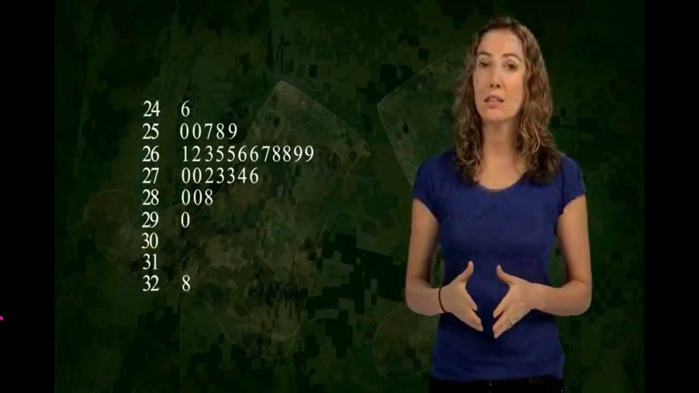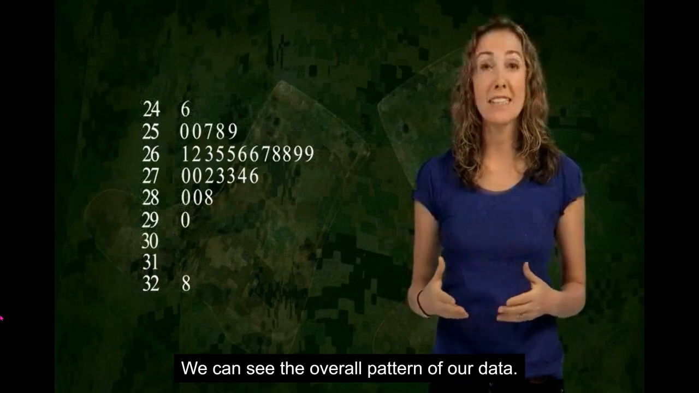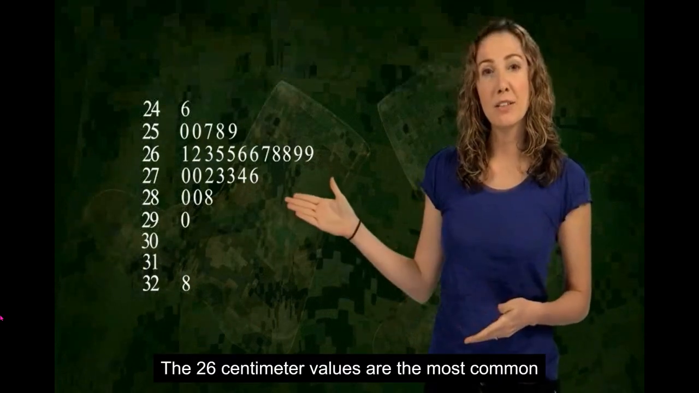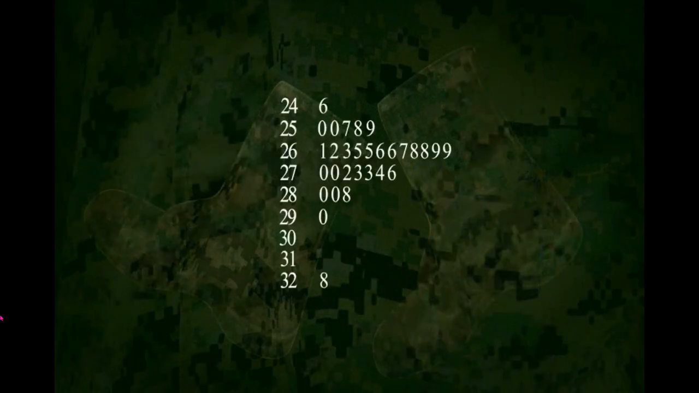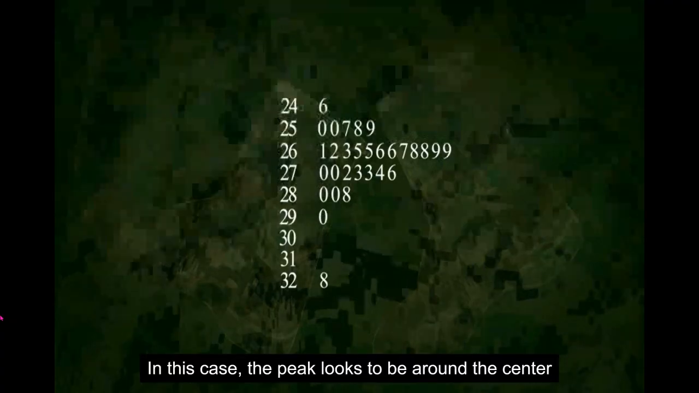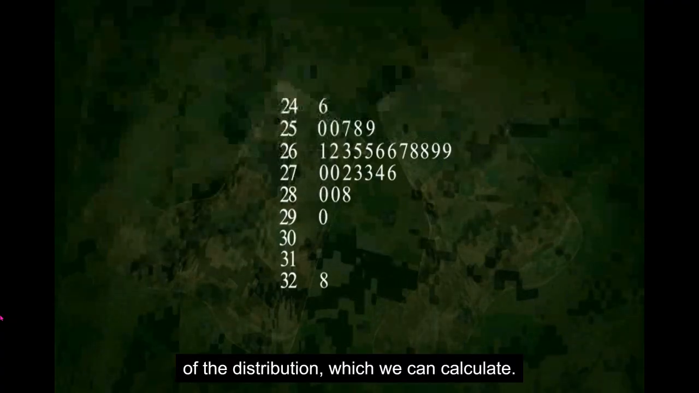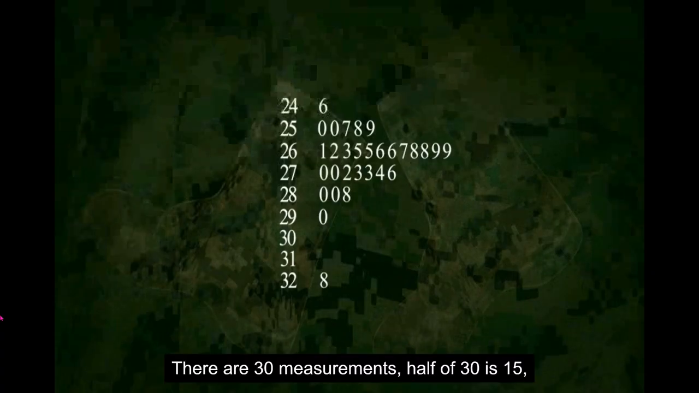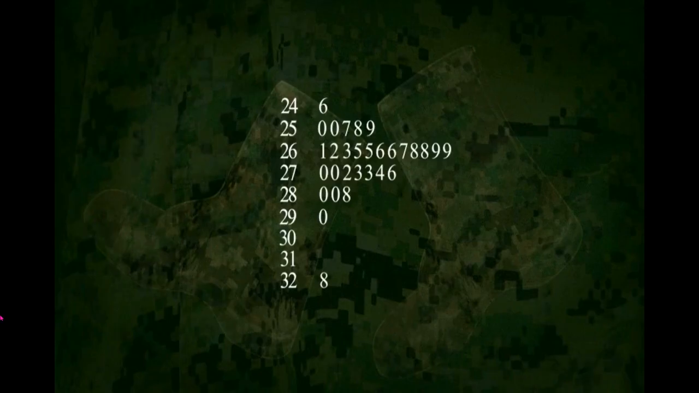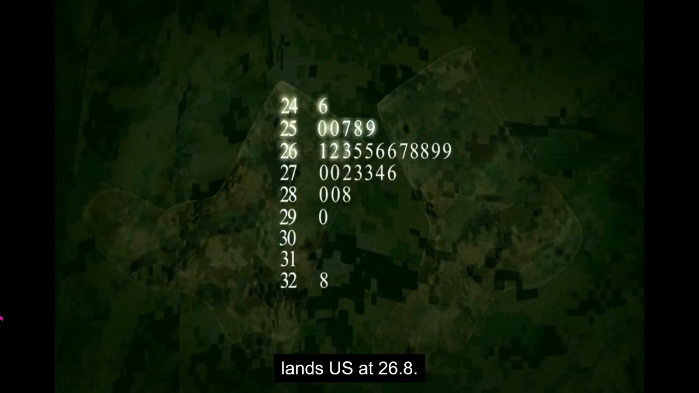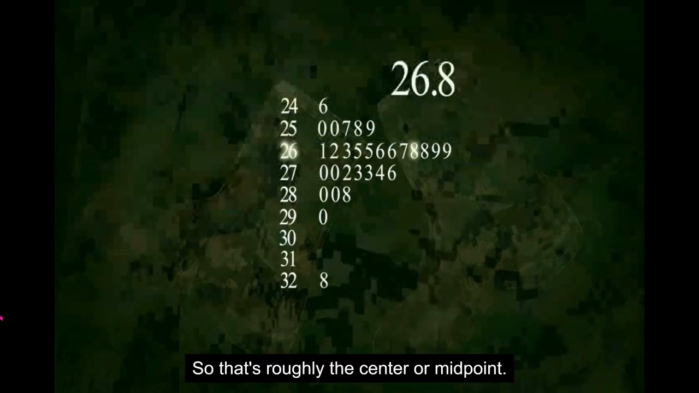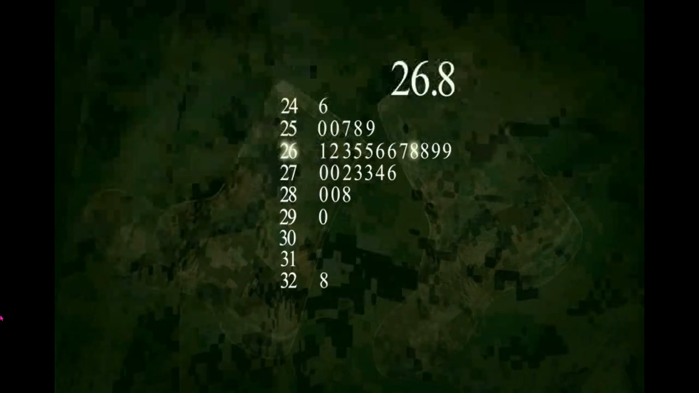Displayed as a stem plot, we can see the overall pattern of our data. The 26 centimeter values are the most common, and values on either side of that single peak are less common. In this case, the peak looks to be around the center of the distribution, which we can calculate. There are 30 measurements. Half of 30 is 15. Counting up 15 observations, starting at the smallest, lands us at 26.8. So that's roughly the center, or midpoint.